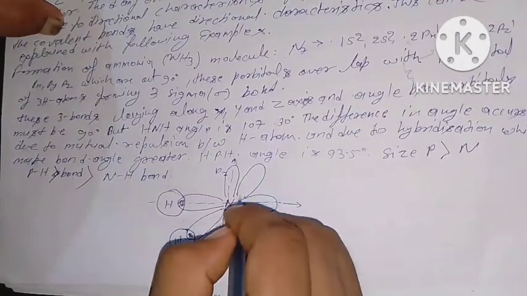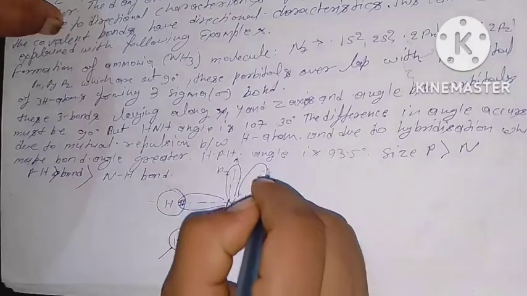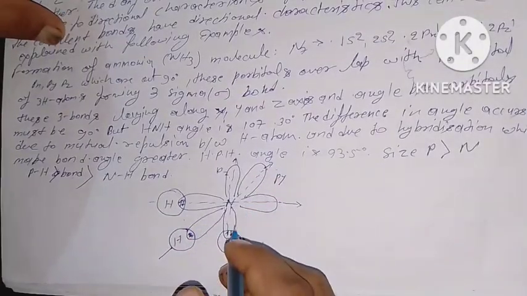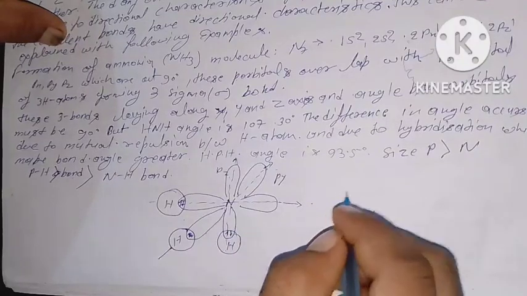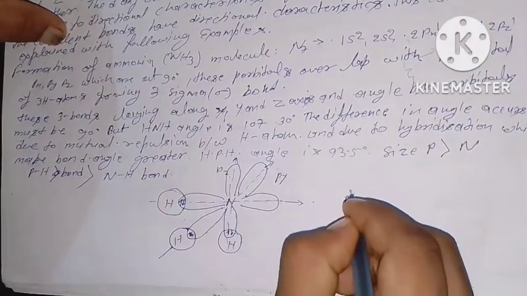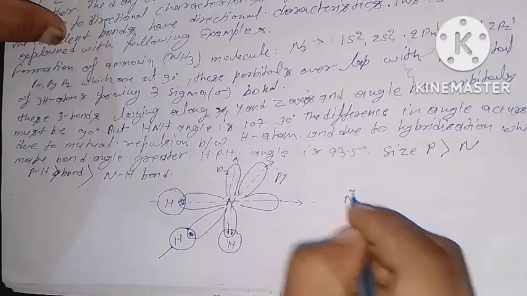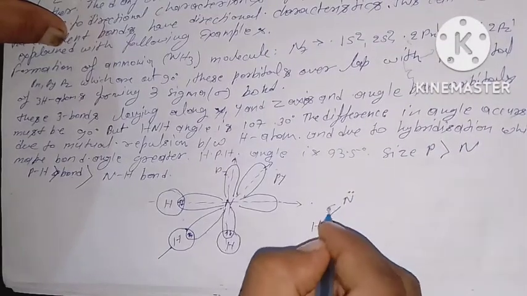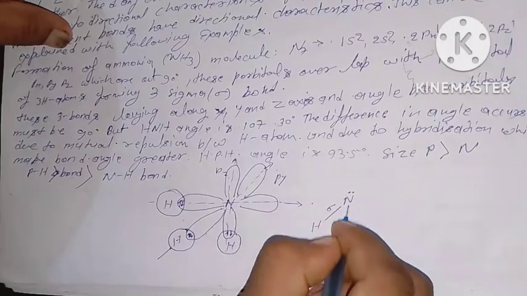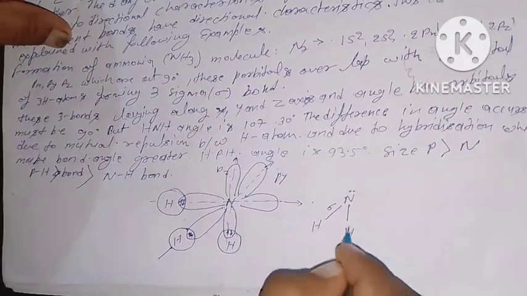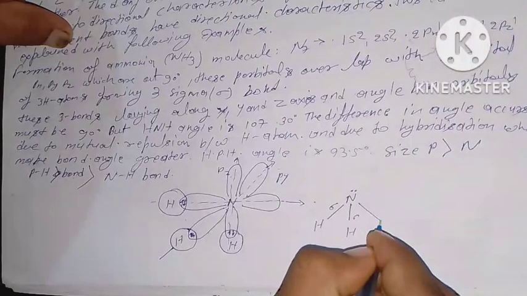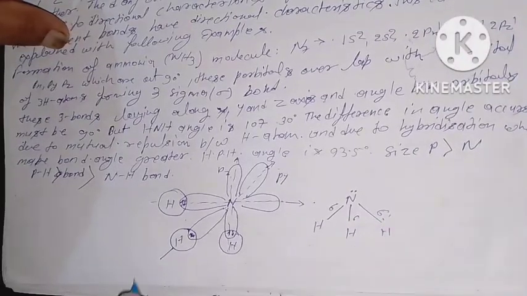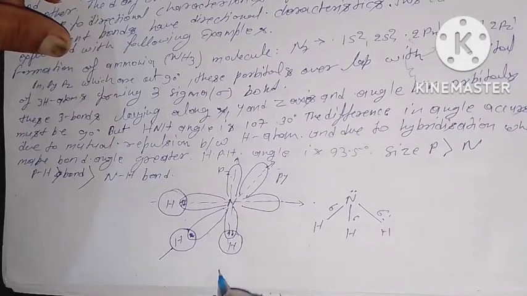This is the PY axis. Nitrogen forms a sigma bond with the first hydrogen atom, a sigma bond with the second hydrogen atom, and a sigma bond with the third hydrogen atom. This is the formation of the NH3 molecule.